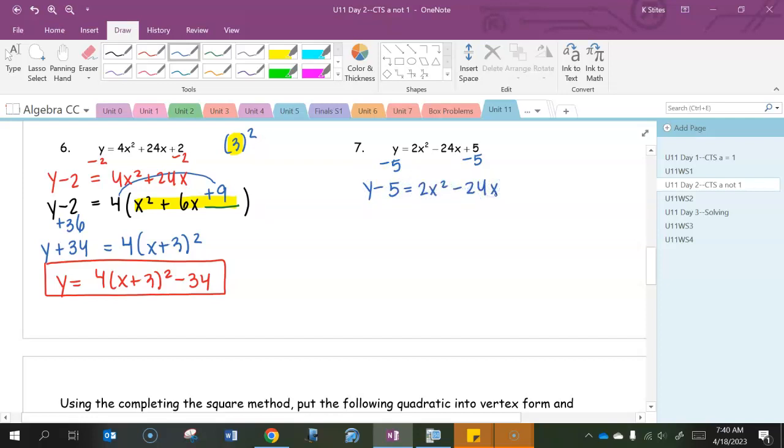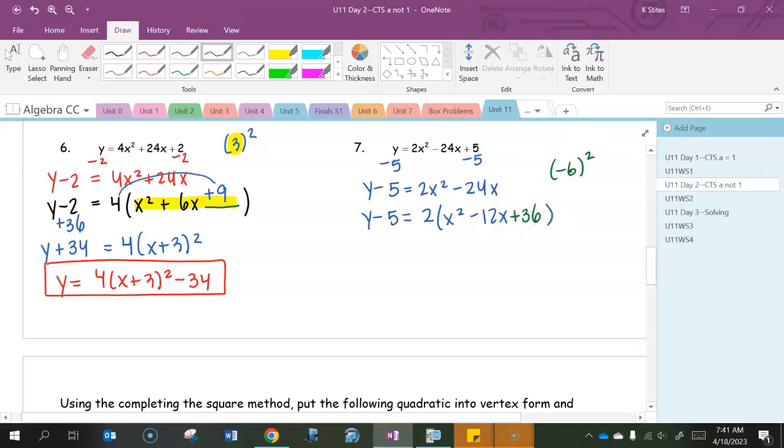Okay, next we're going to divide out that number in front of the x squared. So just take out a 2. 24x divided by 2, it's minus 12x. Leave a space to complete the square. Okay, take your b value, negative 12, divided by 2, it's negative 6. Square it.